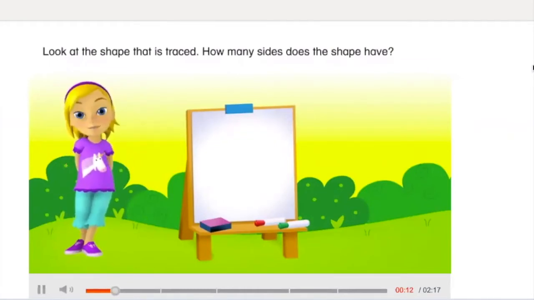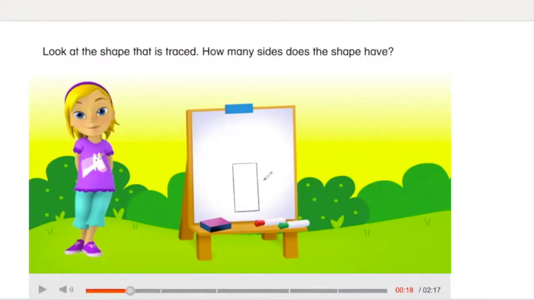Let's see. Look at the shape that is traced. How many sides does the shape have? Let's count them. Ready? 1, 2, 3, 4. The shape has 4 sides. Are all the sides the same length, or are some longer and some shorter? Yeah, these sides are longer and these sides are shorter.